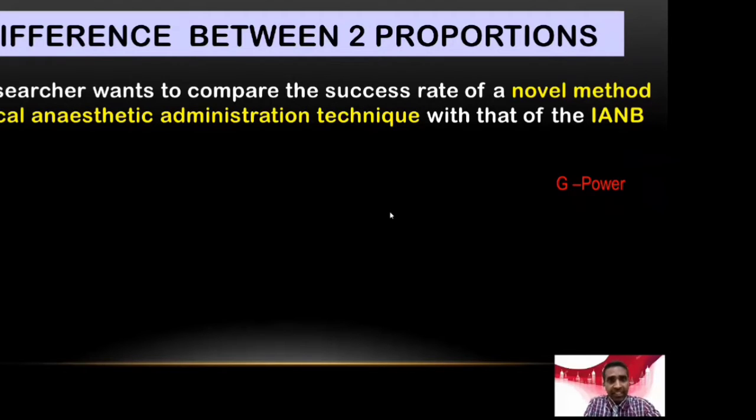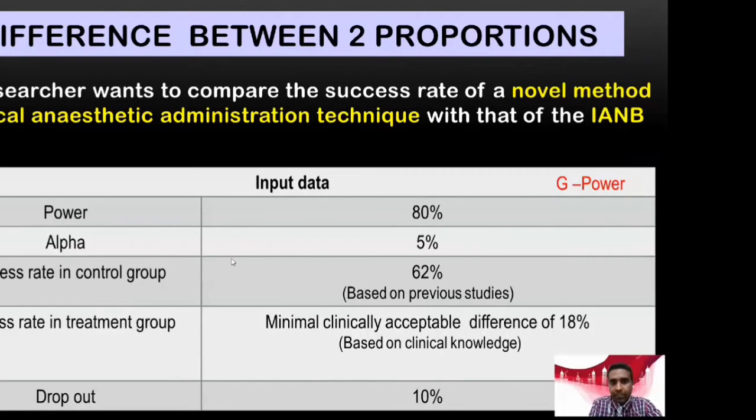Now, what are all the input data we have to give? We need to give power at 80%, alpha at 5%. You can change it from 80 to 90, 99, anything. Alpha at 5%. Success rate in control group based upon the previous studies is, inferior alveolar block is 62% success. And the researcher wants the success to be at least 80%. They wanted the minimal clinically acceptable difference to be 18%.